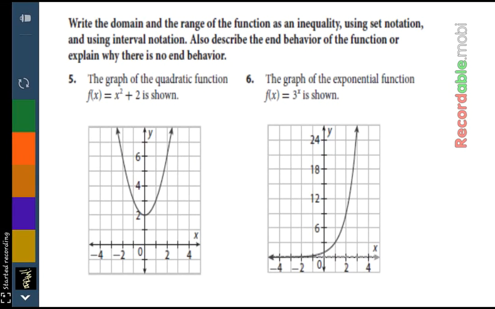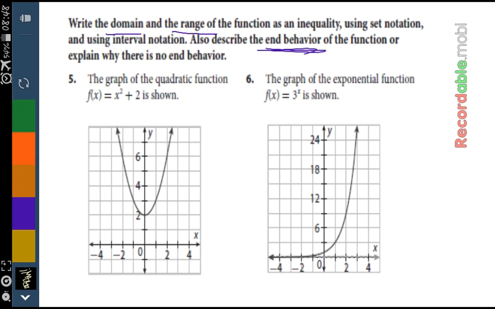Hi. In this type of questions, you are required to find the domain, the range, and to represent them using set notation and inequality and interval notation. You are also required to find the end behavior of this function.